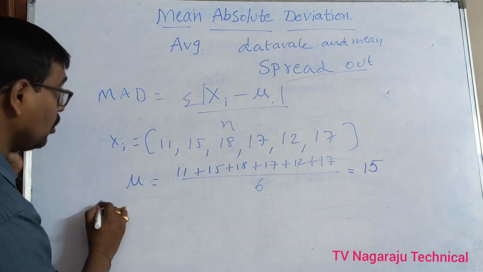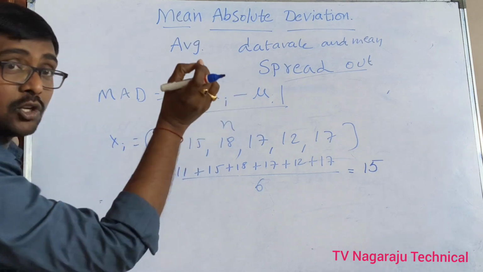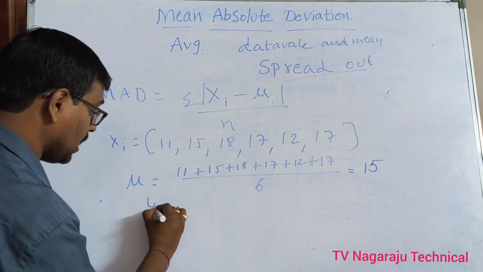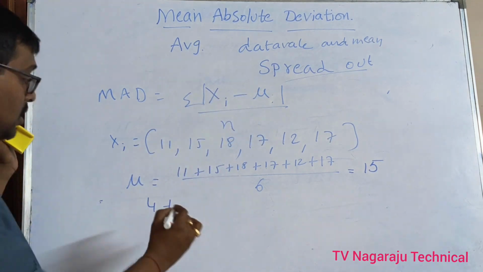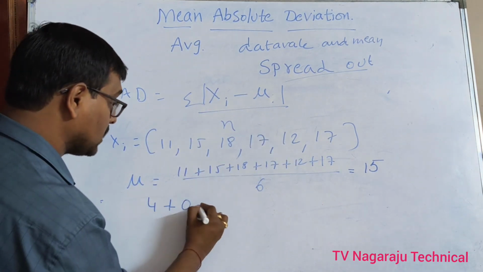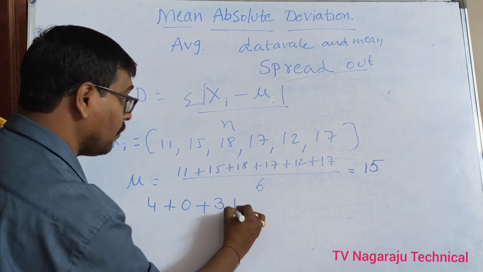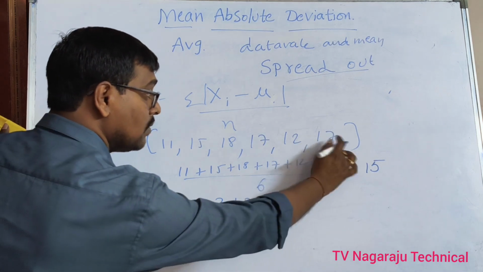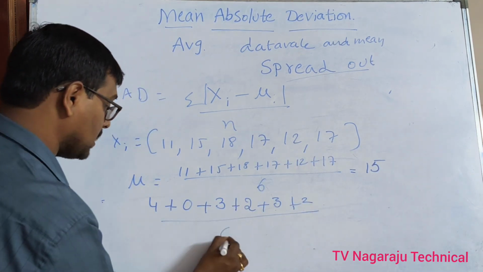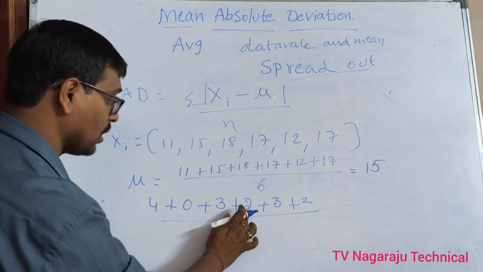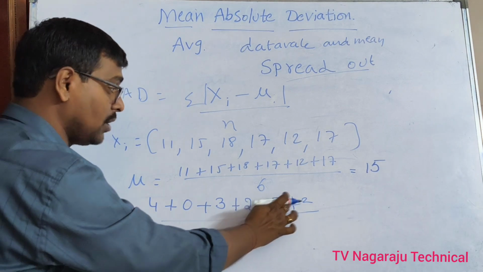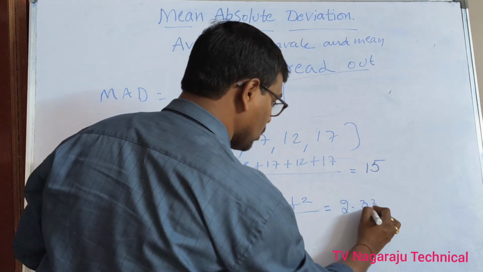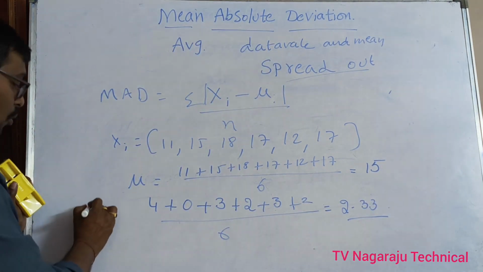Now, what you need to do? You calculate the subtraction of each data point from the mean. So, 11 minus 15 is 4. Here we are doing the modulus operation. 15 minus 15 is 0. 18 minus 15 is 3. 17 minus 15 is 2. 12 minus 15 is 3. 17 minus 15 is 2. Divided by 6. 4 plus 0 plus 3 is 7, plus 2 is 9, plus 3 is 12, plus 2 is 14. 14 divided by 6 is approximately 2.33. This is the value we are getting.